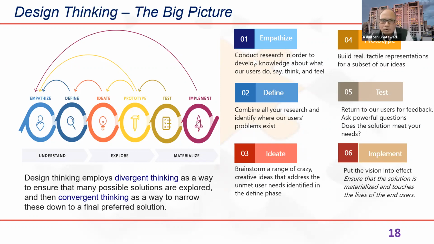Then we test the prototypes. Obviously, testing is very, very vital and important. So we test it, and finally we are going to deploy or implement the product, right? This is what we call the step approach for a design thinking process. It is not at all a linear process. It is an iterative process. For example, from define we might come back to empathize, or from prototype we might come back to ideate, and from ideate back to define.